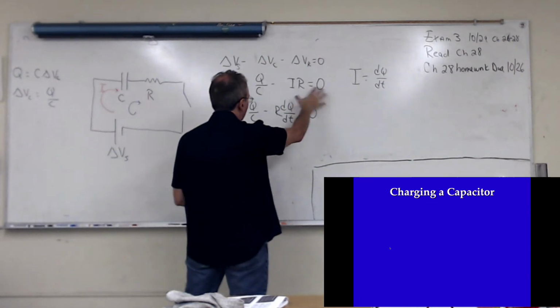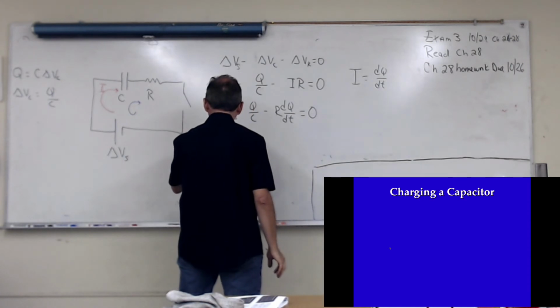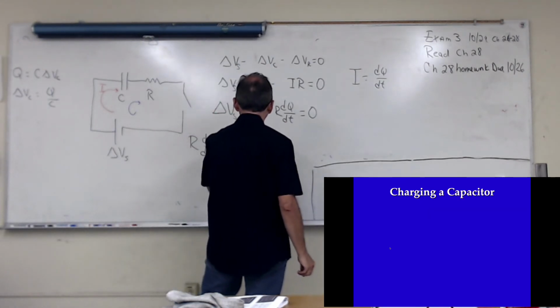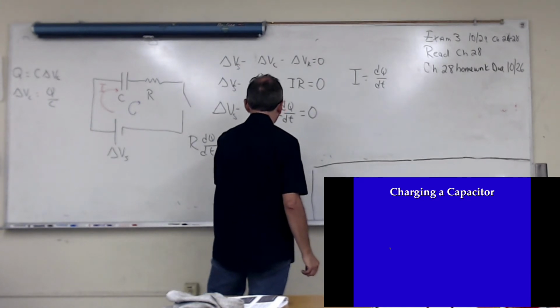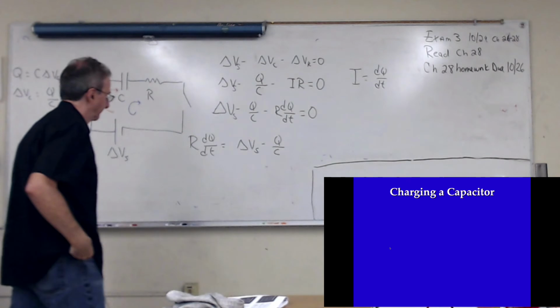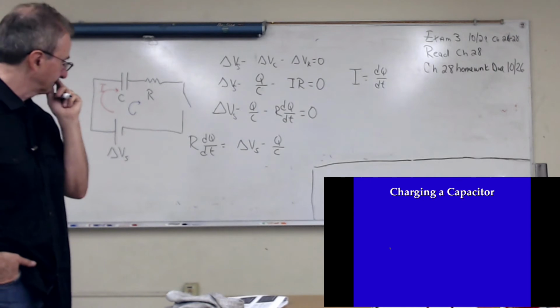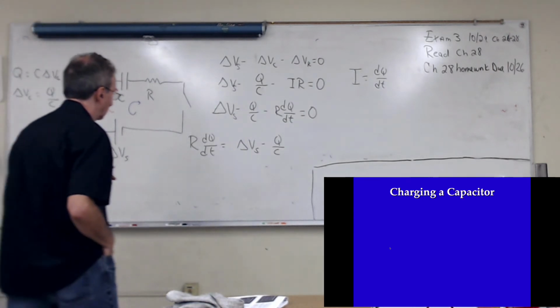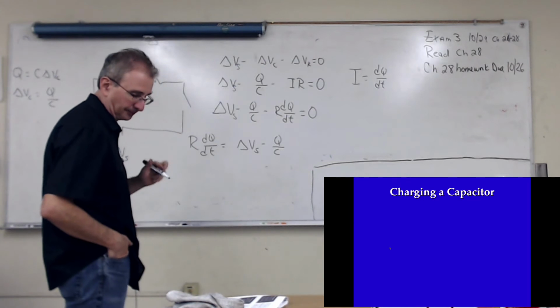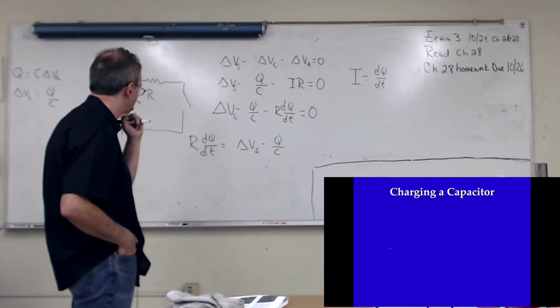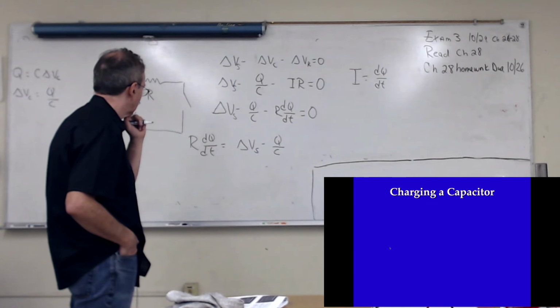Let me move this to the other side of the equation. And I get R dq dt is equal to delta V sub S minus Q over C. Then do you divide by R? Let's integrate. You want to divide by R? I mean, would that help? We can also just integrate now. I don't know if that's what you're trying to do, though.